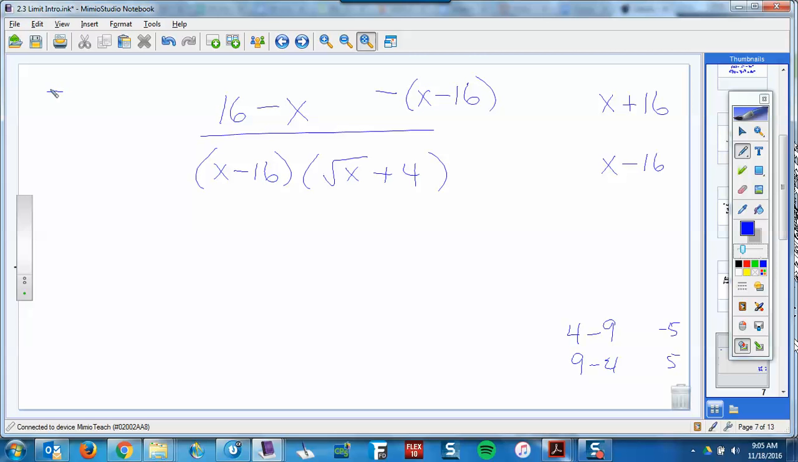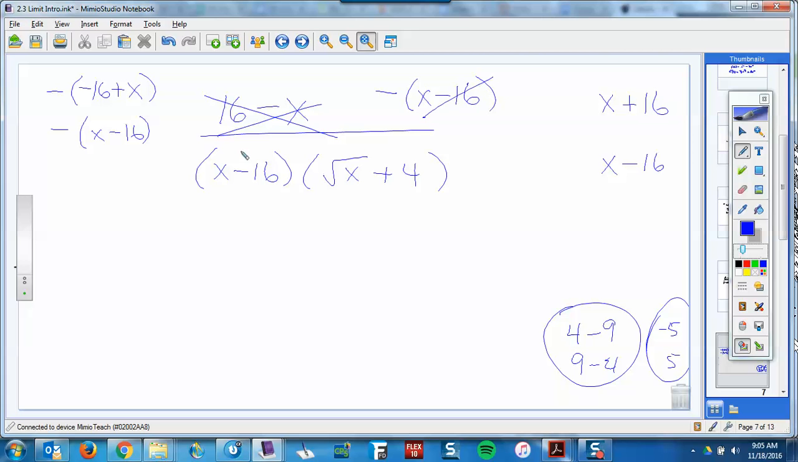Or just think of it this way. If you take out a -1, the 16 turns negative, the x turns positive, and then you can flip that into x minus 16, right? But anytime you flip around a subtraction, you're just making it opposite. So you can take out an opposite here, like this, and then your x minus 16s can cancel. So if you ever see a situation like that, which happens from time to time, you can cancel those by just doing a little piece of algebra.